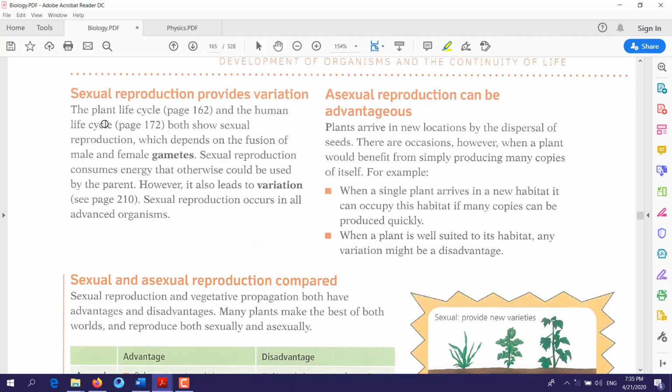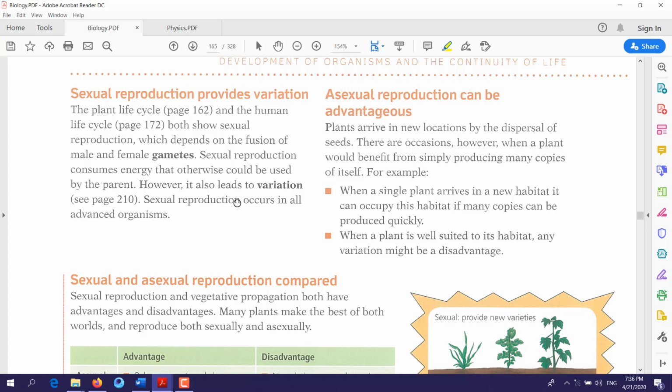Sexual reproduction provides variation. What does that mean? In sexual reproduction, when the gametes of male and female fuse with each other, they will form an offspring that shares different characteristics from the parents. What does that mean? It means every time male and female reproduce, they will form a new organism. But what do we mean by a new organism here? We mean an organism that belongs to the same species, but with some different characteristics. These different characteristics within a species, we call variation.